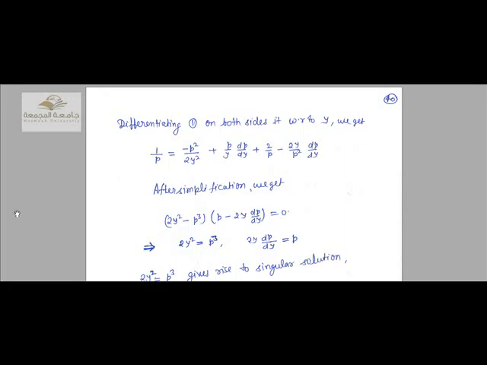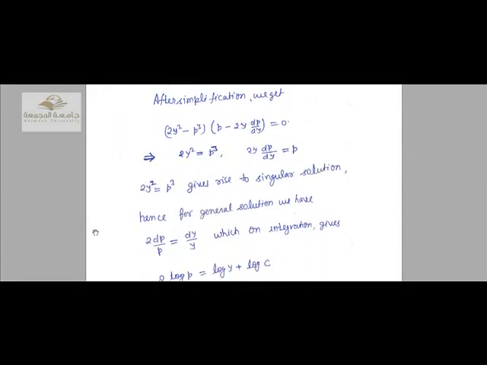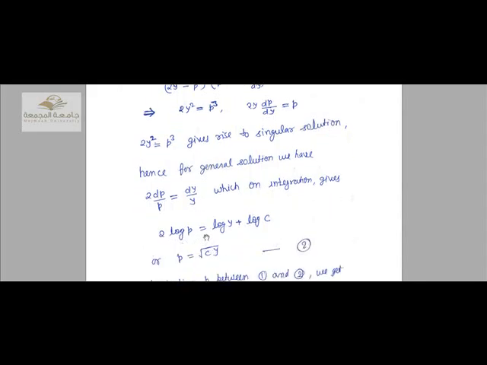After simplification, we get (2y² − p³)(p − 2y dp/dy) = 0, which implies 2y² = p³, and 2y dp/dy = p. 2y² = p³ gives rise to a singular solution. Hence for the general solution we have 2 dp/p = dy/y, which on integration gives 2 log p = log y + log c, or p = √(cy).